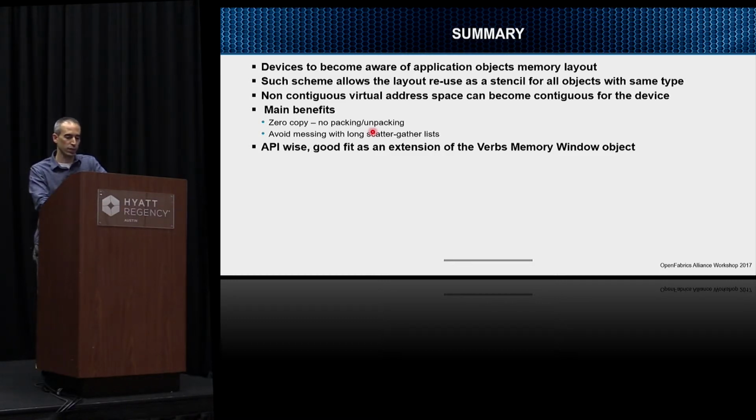The main benefit, obviously, is allowing us to do zero copy. We don't need to mess with the packing and unpacking. And also, we don't need to mess with the long scatter-gather list to describe the scattered memory. API-wise, we see that as a very good fit for the existing memory window that is already supported in verbs. Using the extensions that are suggested here, it seems like a natural fit.